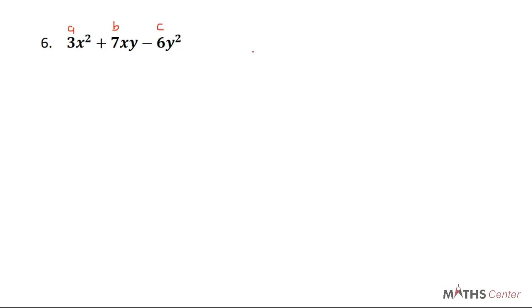So you multiply a by c. If you multiply a by c, in this case you are going to get 3 times minus 6. You are going to get minus 18. Now we are looking for two numbers that when you multiply, you get negative 18. But when you add them, you are going to get positive 7. You will get those two numbers from the factors of 18. So you begin by listing the factors of 18.